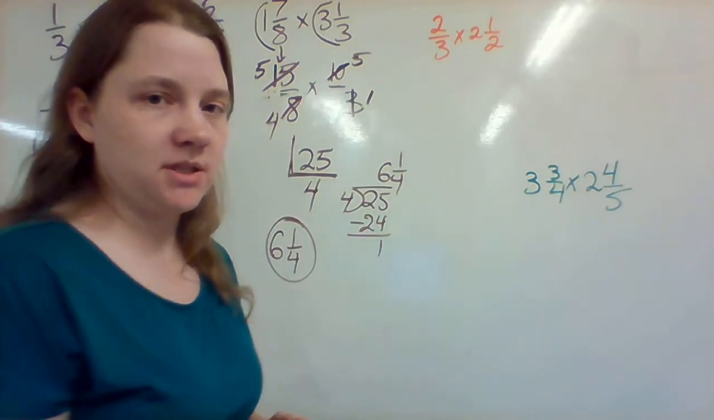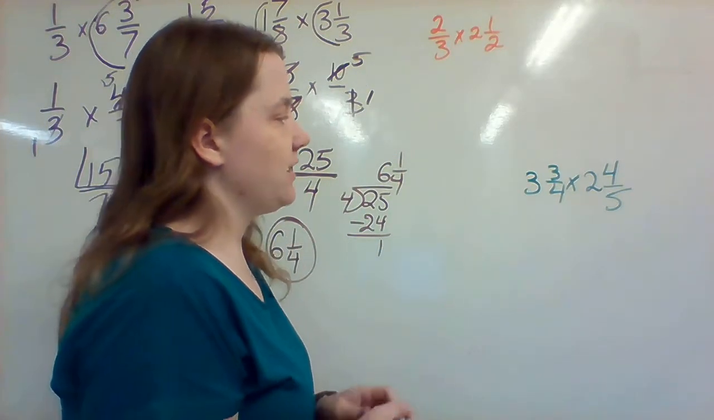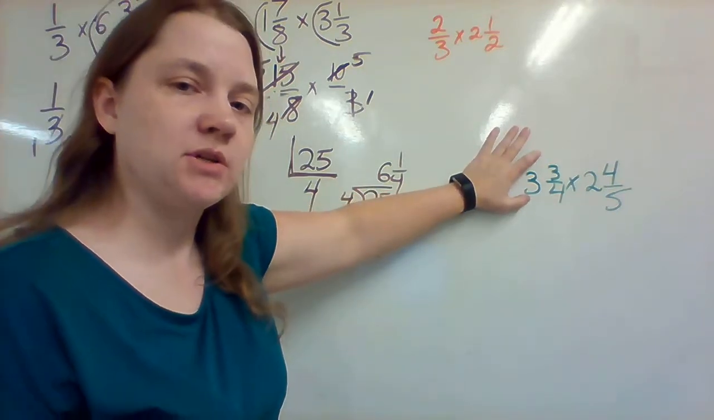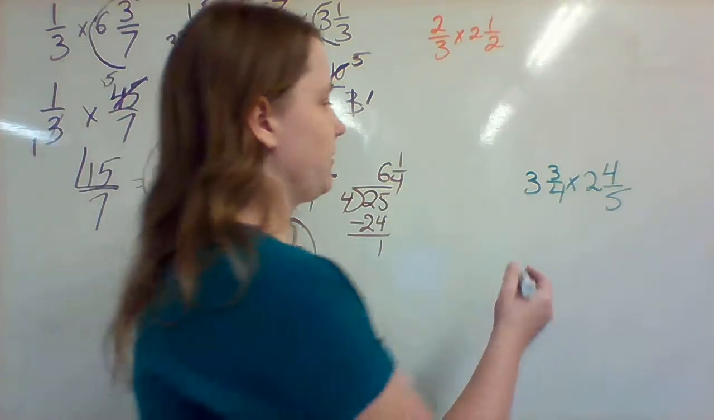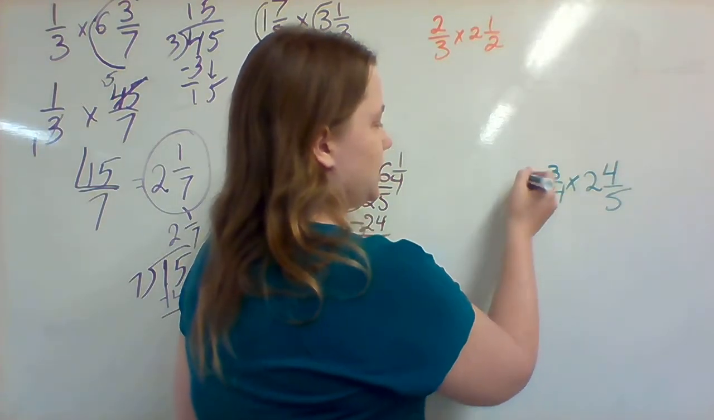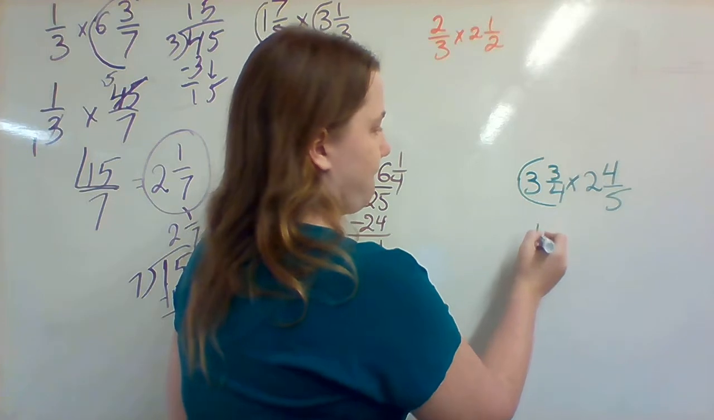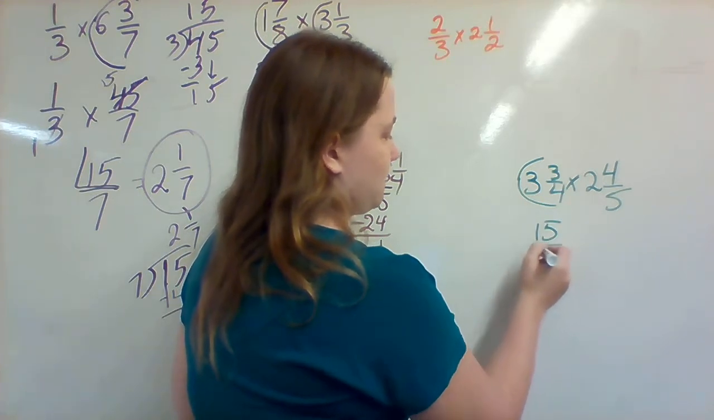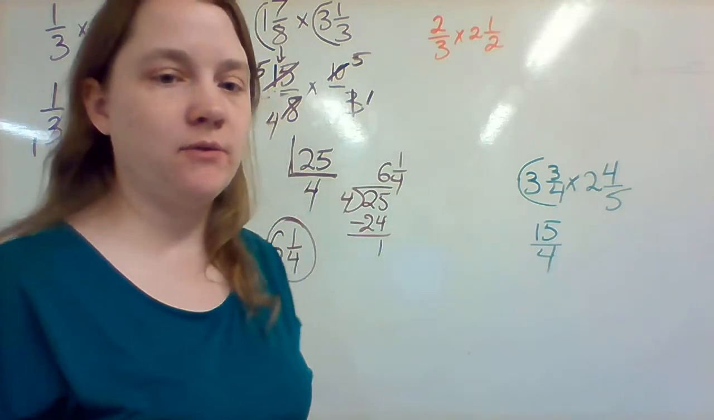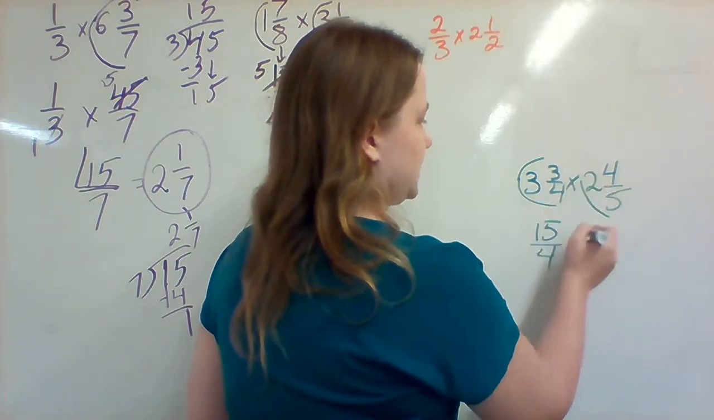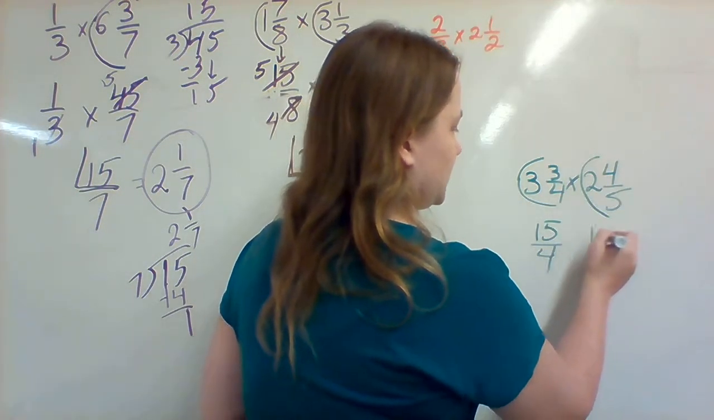Last problem that we're going to take a look at is the green problem. 3 3/4 times 2 4/5. And again, what we need to do is get these mixed numbers into improper fractions. 4 times 3 is 12, plus 3 is 15. So that's going to be 15 over 4. And then we do the same thing. 5 times 2 is 10, plus 4 is 14.